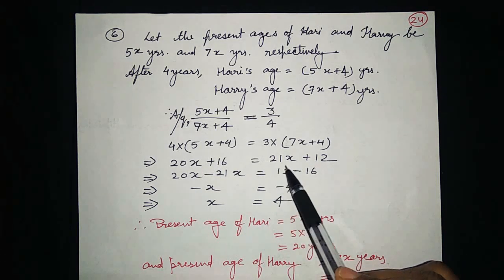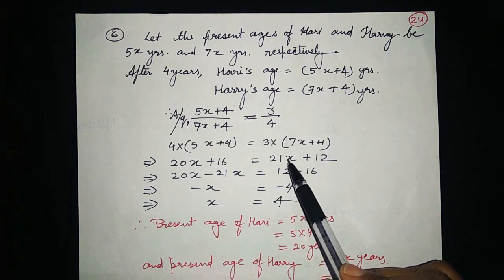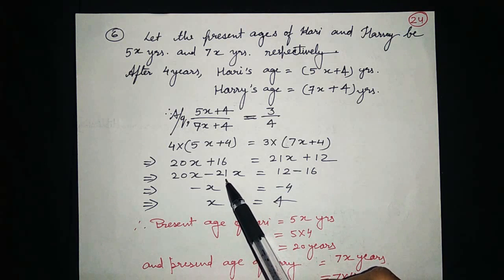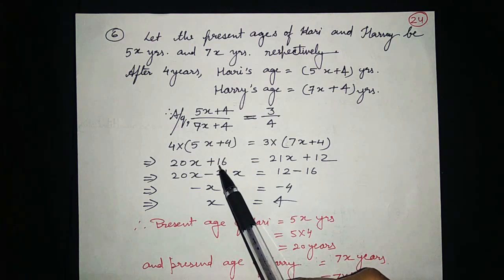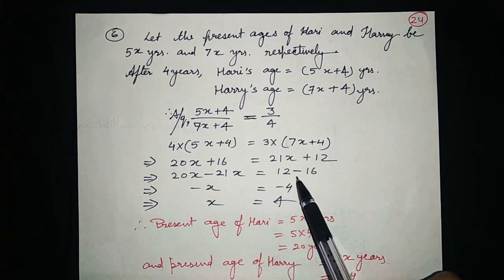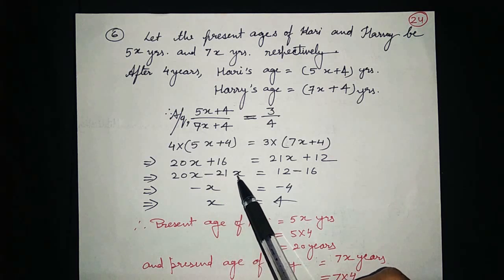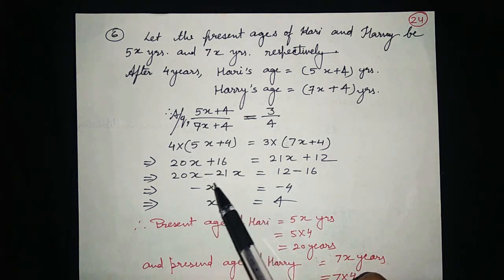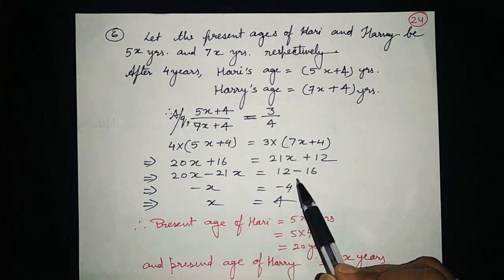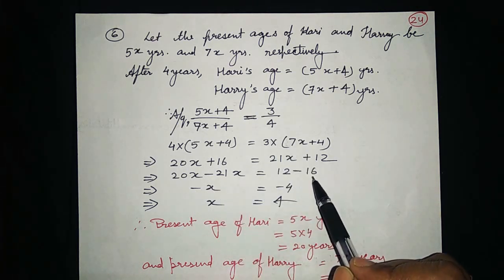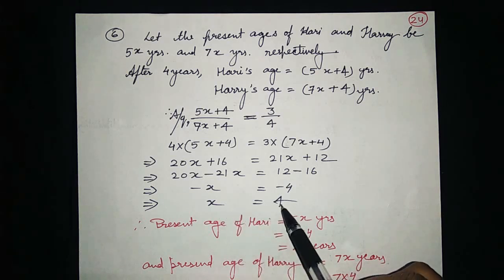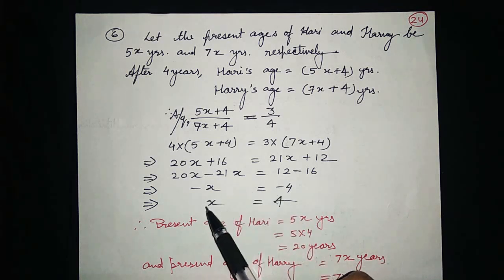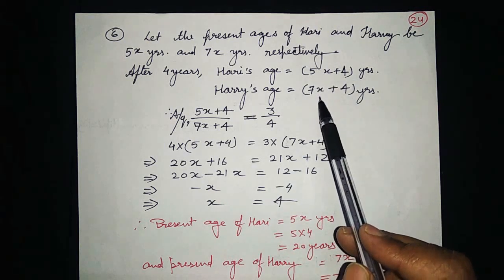Now plus 21x we will transpose from right hand side to left hand side, and plus 16 we will transpose from left hand side to right hand side. Now 20x minus 21x, from this we get minus x. On the right hand side, when we subtract 16 from 12, we get minus 4. If minus x is equal to minus 4, then x is equal to 4.